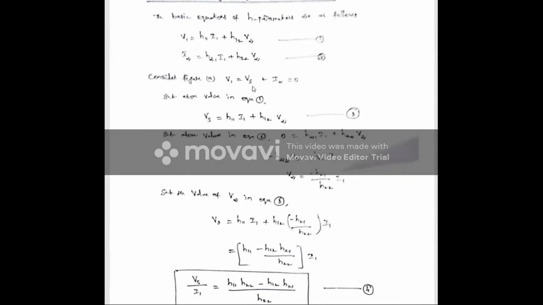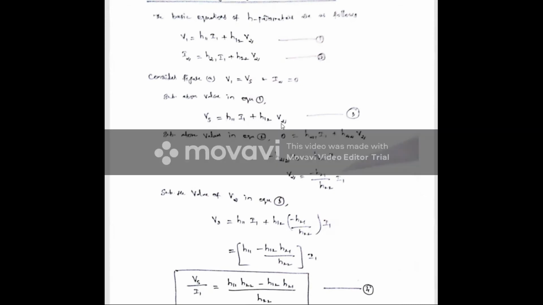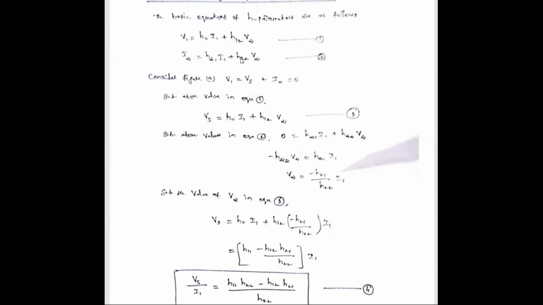So that is V1 equal to Vs and I2 equal to 0. Substitute this value in equation number 1. So we get Vs equal to H11 I1 plus H12 into V2. We want Vs by I1, but the V2 term is there, so we have to eliminate the term V2. So then try substituting the same value in equation number 2.